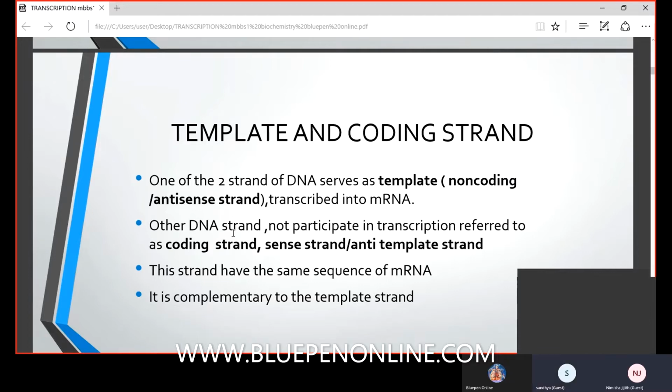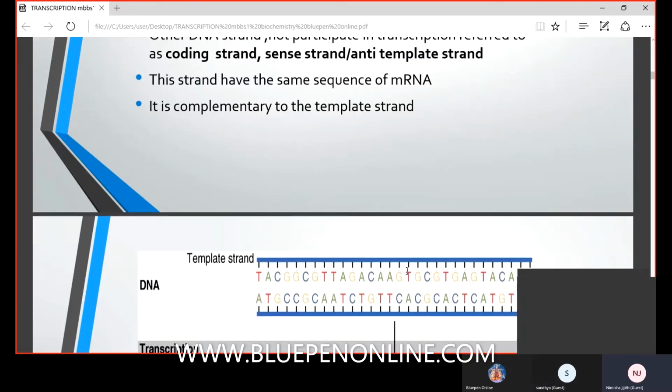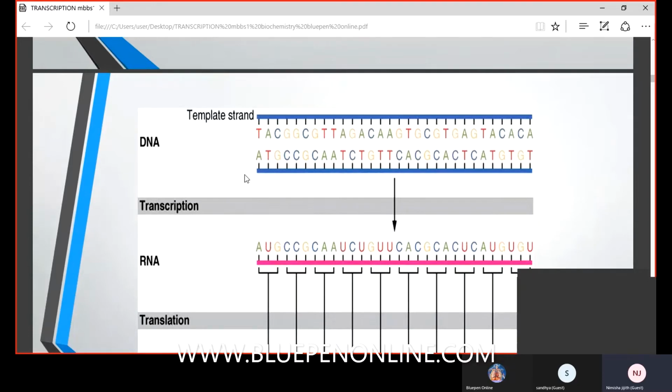This strand has the same sequence as the mRNA. It is complementary to the template strand. So we can see from this picture, this is DNA. One strand acts as the template strand. The other strand is known as the sense strand or coding strand, or anti-template strand, that does not participate in transcription.